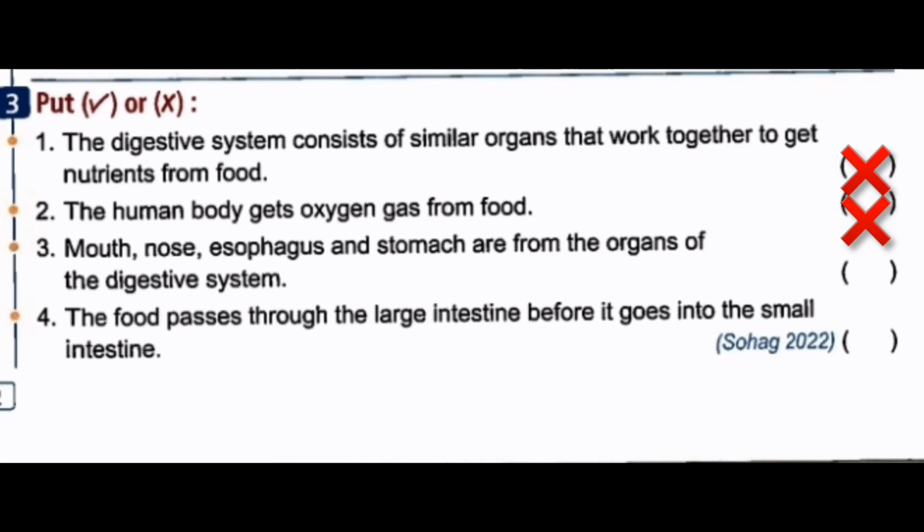Nose is from digestive system? No, so the answer is wrong or false. Number 4. The food passes through the large intestine before it goes into the small intestine. The answer is false because the food passes through the small intestine before the large intestine.